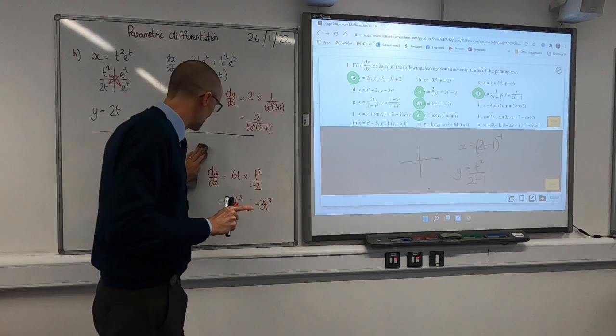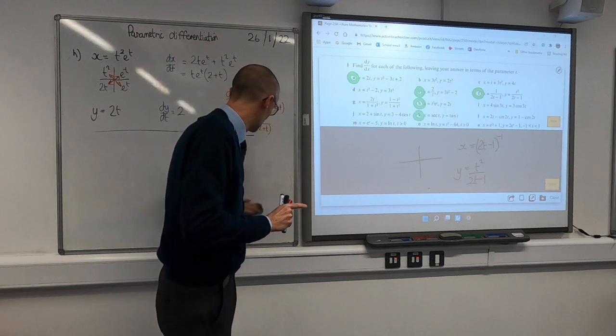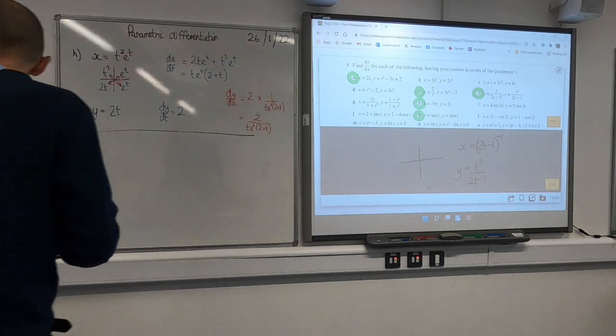When you come to K, all is not lost for differentiating. Have a look at page 6 on the formula sheet. Bottom of page 6 to help you.